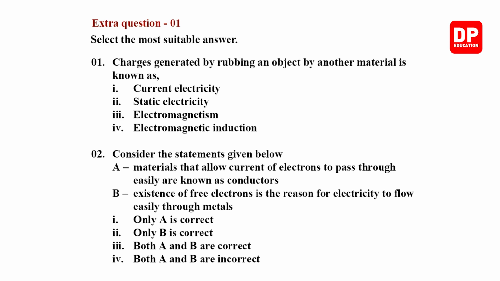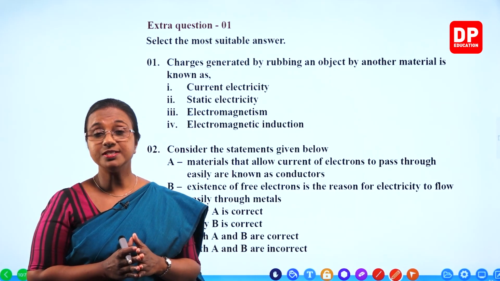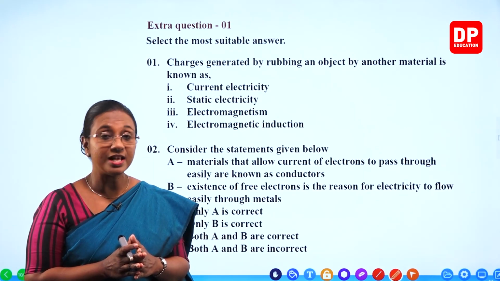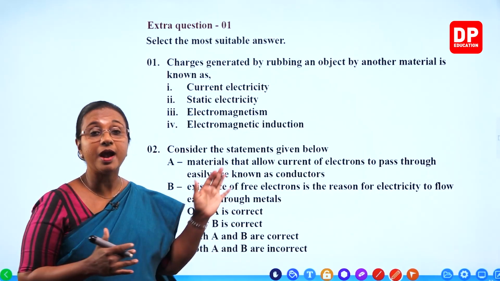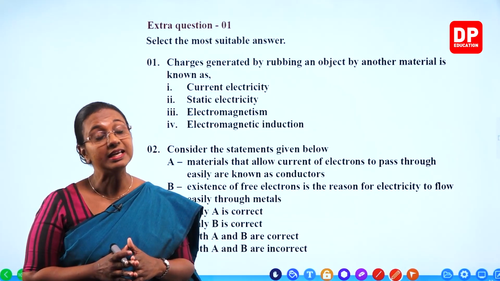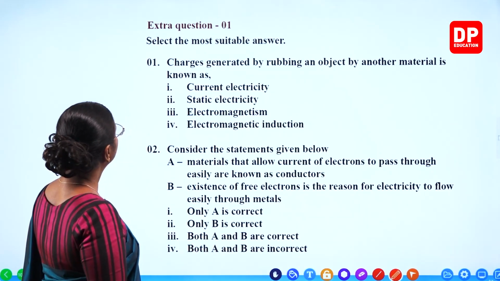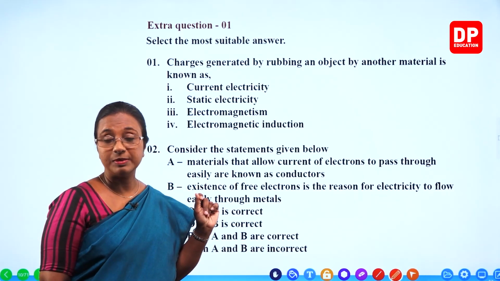Extra question 1 contains MCQ type or multiple choice type questions. You're familiar with this type of questions? And I want you all to answer the question by yourself first, and then you can check your answer. You can compare your answer with my discussion. So then, the first question, extra question 1, select the most suitable answer.